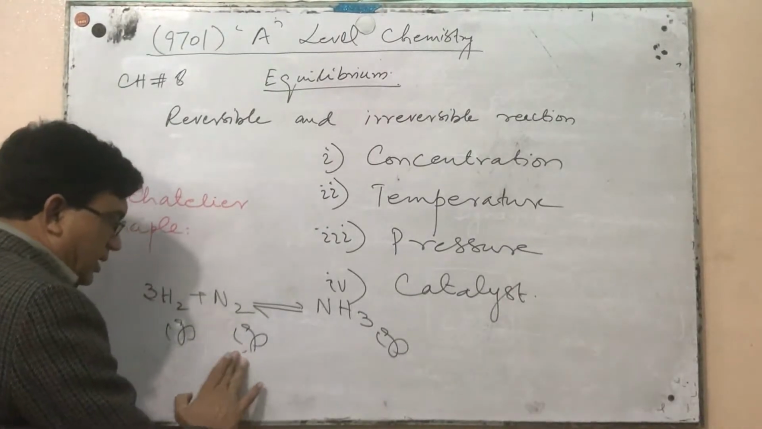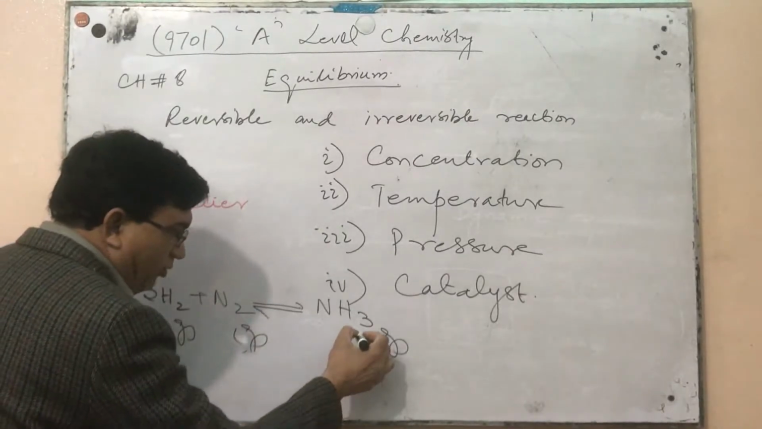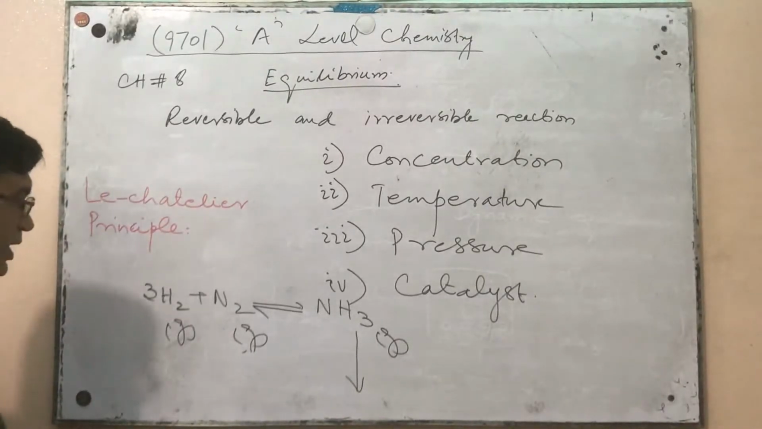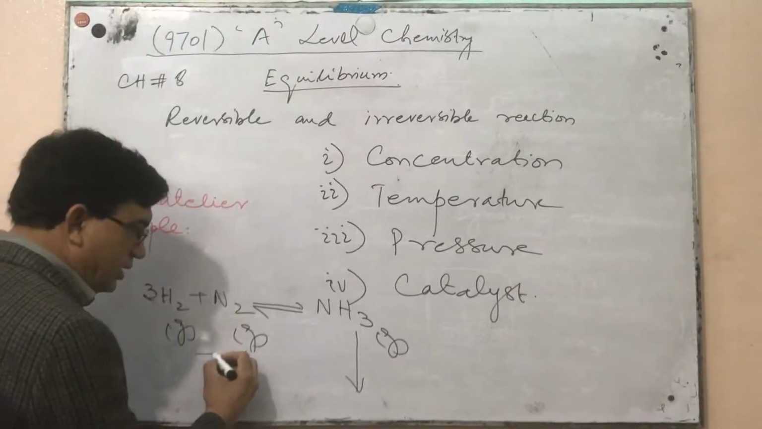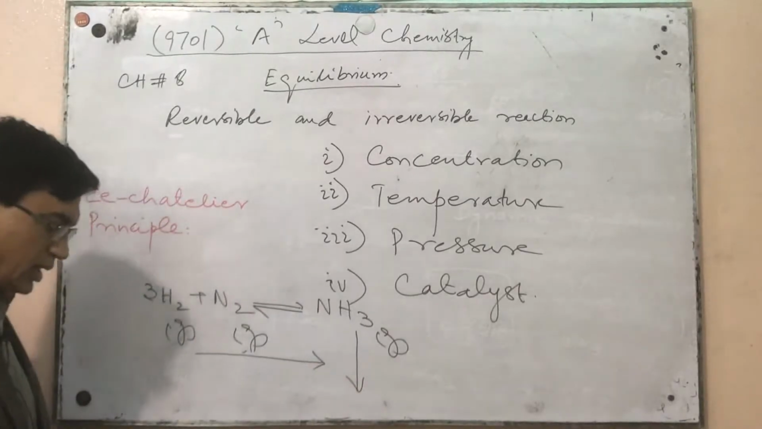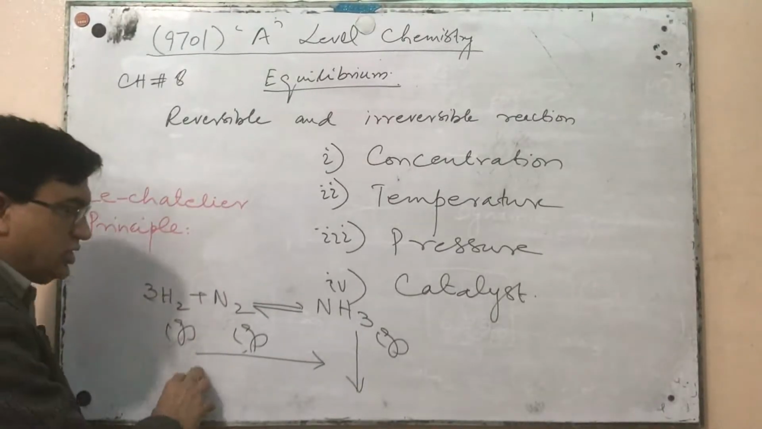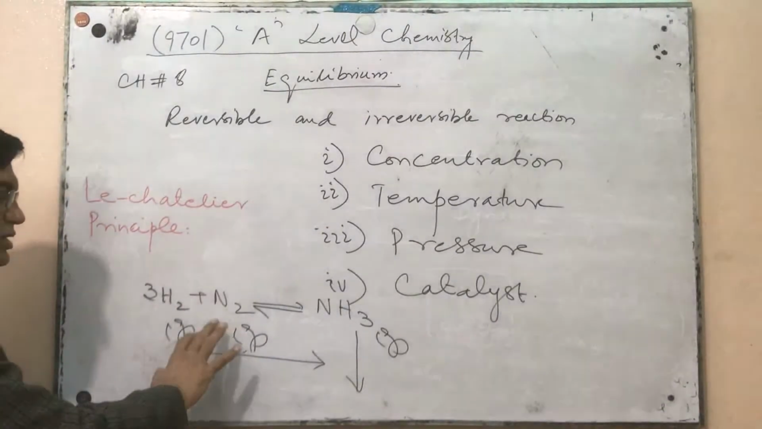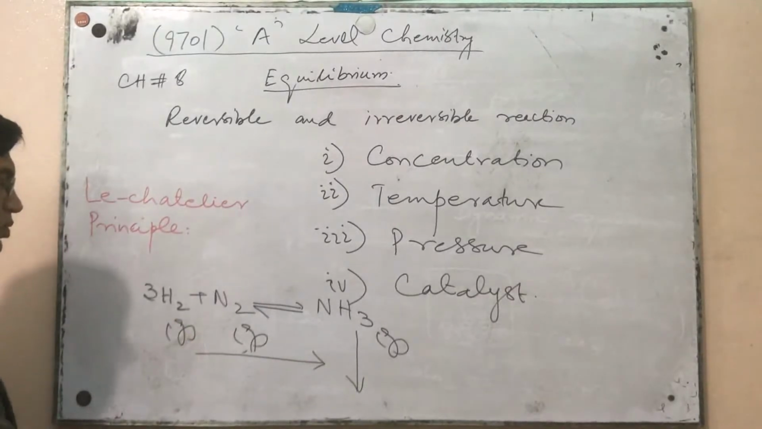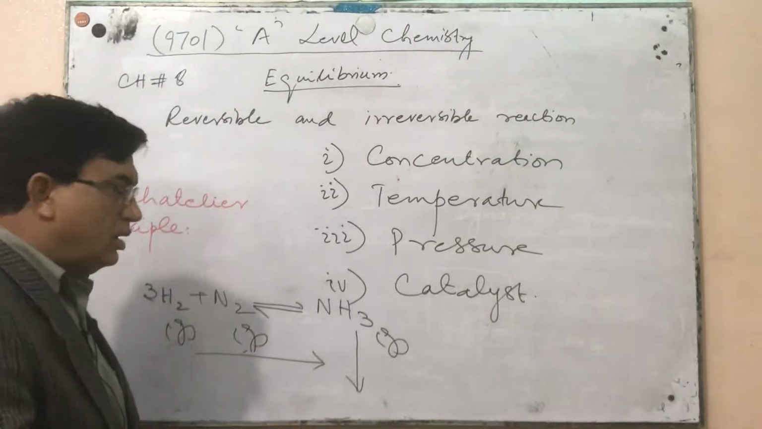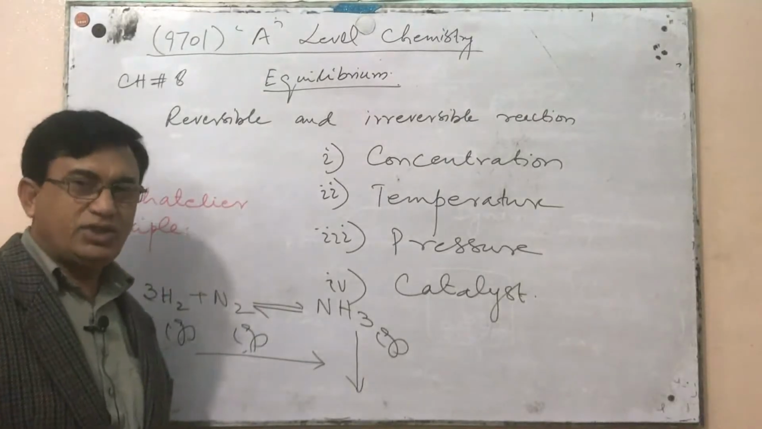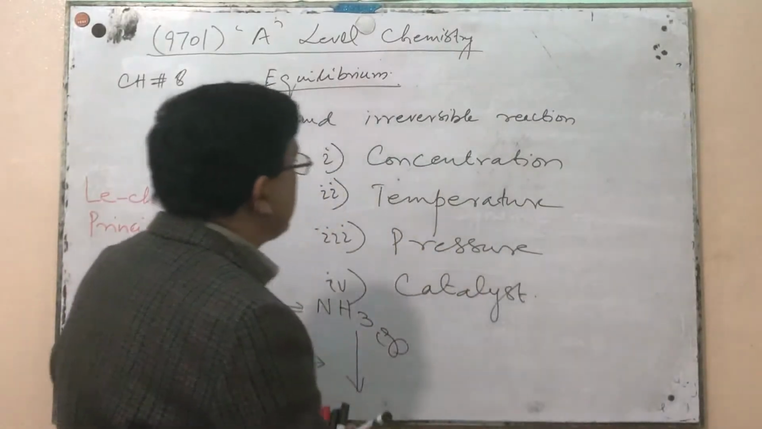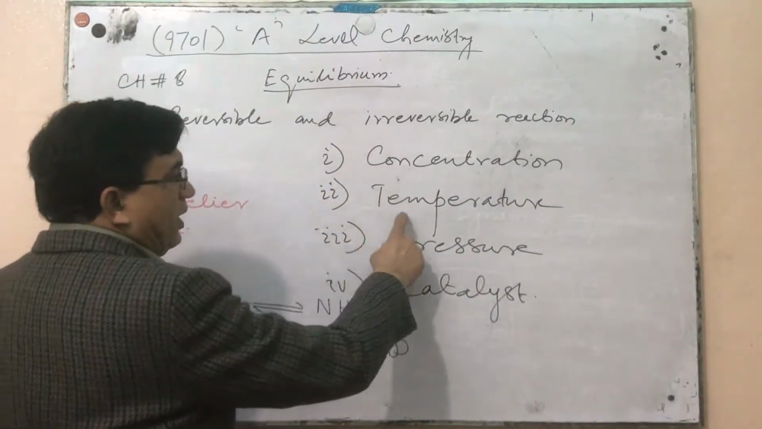In a similar manner, if we decrease the concentration of ammonia, automatically more reactant will react together and form more ammonia, and the position of reaction will shift towards right. This is the effect of concentration. Whether the reaction is taking place in solid, liquid, or gaseous state, the effect of concentration is the same. Secondly, we can judge the effect of temperature.